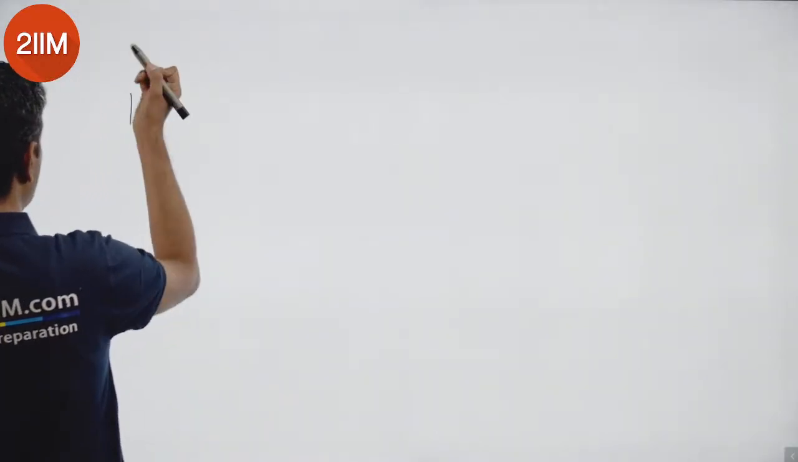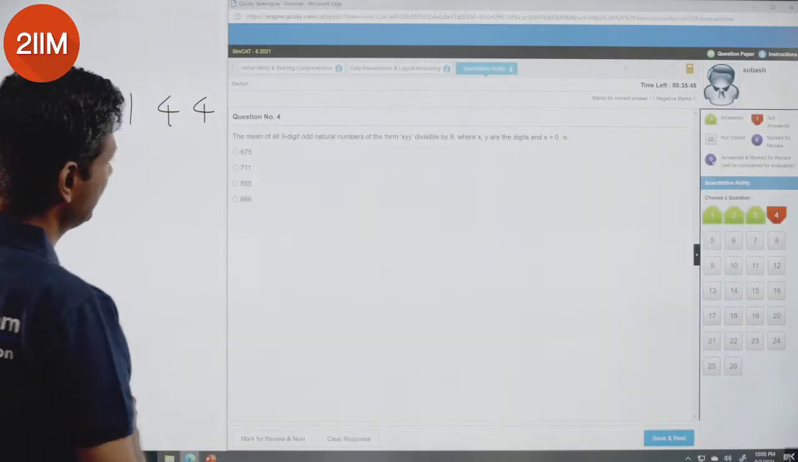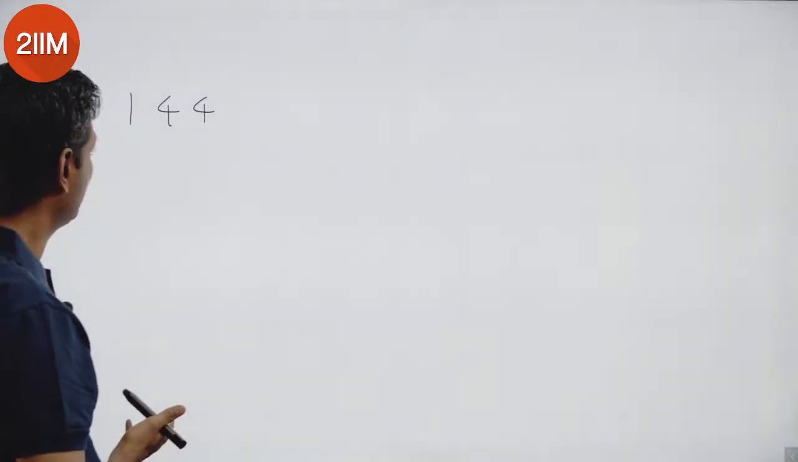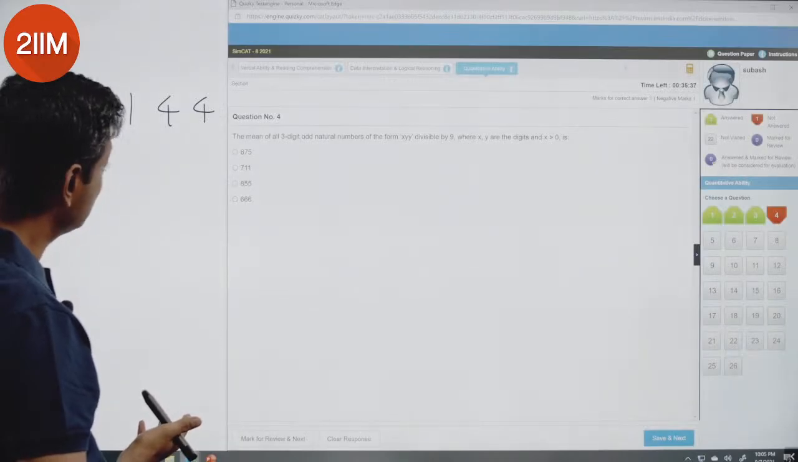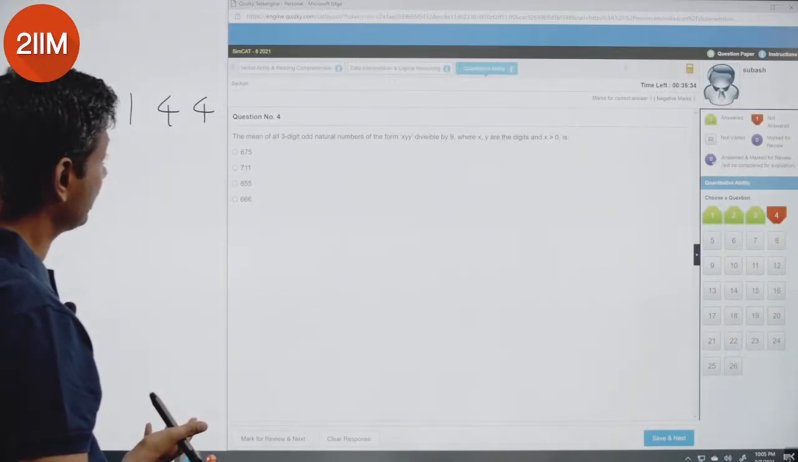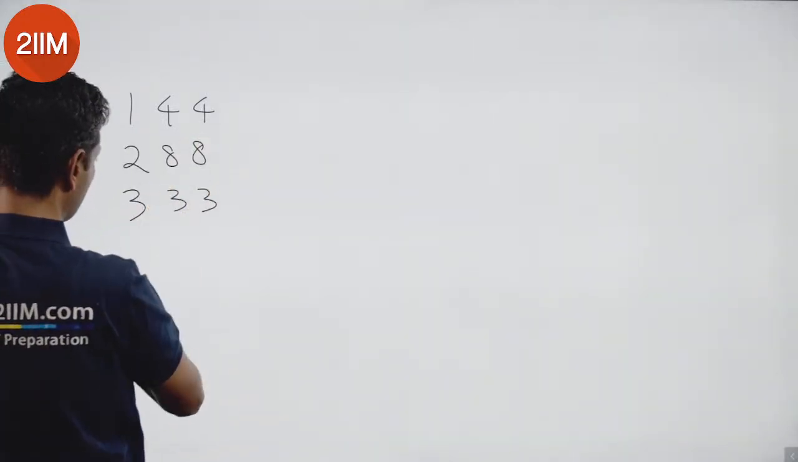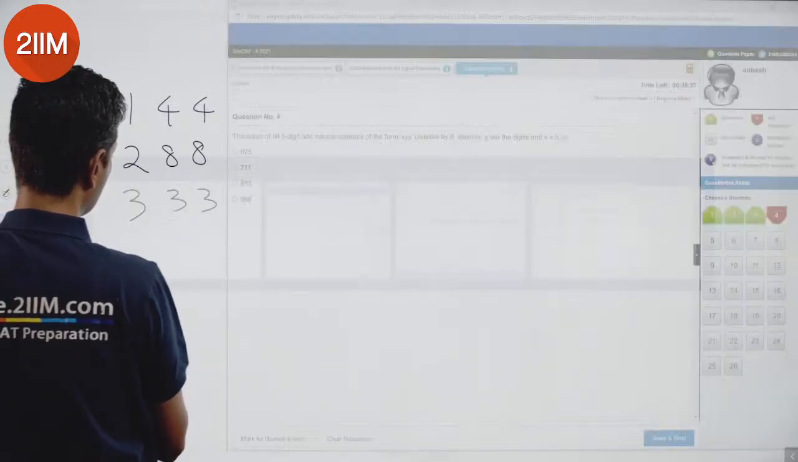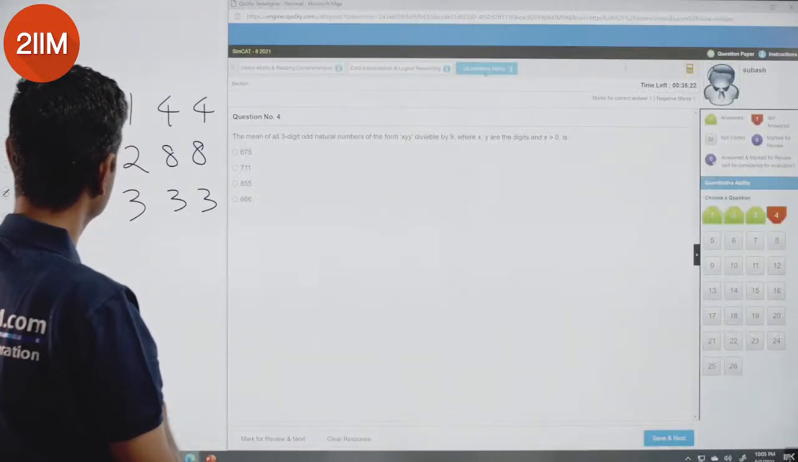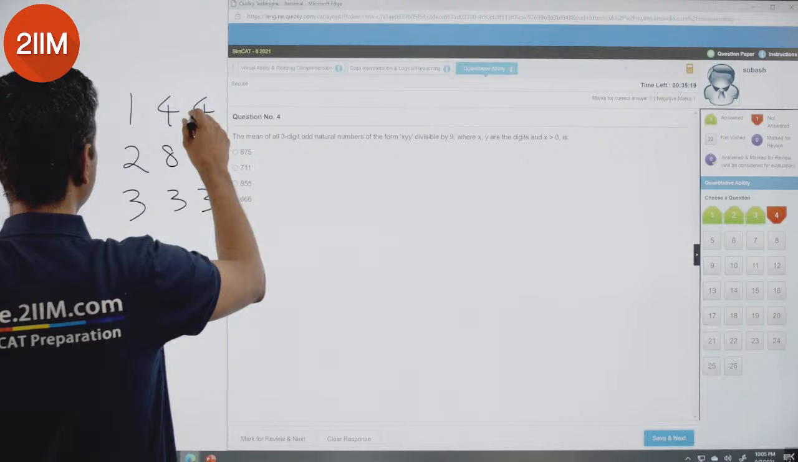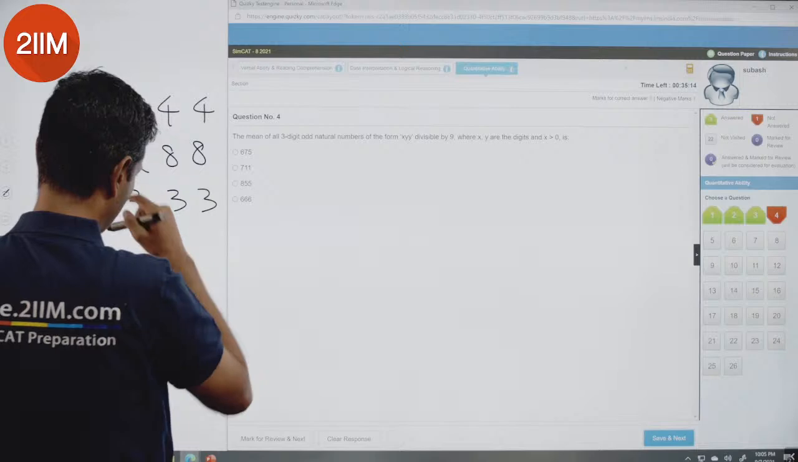I could have x starting from 1. x could be 1, 1, 4, 4. x can be 2, y plus y adding to 18. With 1, I can add up to only 9, I cannot add up to 18. 2, 8, 8, 3, 3, 3. These two should add up to 8, they cannot add up to 17. These two should add up to 16, they cannot add up to 7.